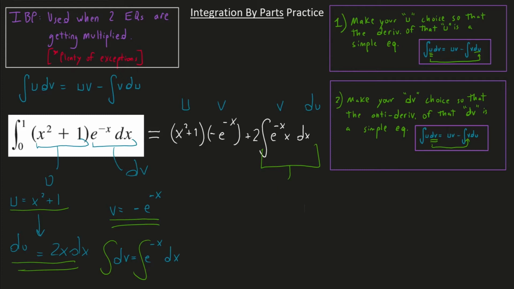So what to make u and what to make dv? Well, I think my u will definitely be my x, because the derivative of x is just 1, which makes dv the e to the negative x times dx. Alright, so let's execute this second integration by parts with these choices.